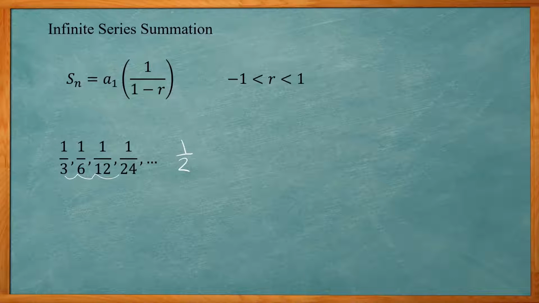So I use this formula, a1 times 1 over 1 minus r. Our first term is 1/3. We have 1 over 1 minus 1/2. Alright, so we're talking about an infinite series, so if you keep on doing this infinitely, these are going to converge to one number. If you multiply this out, you get 2/3. So this series is going to converge at 2/3.